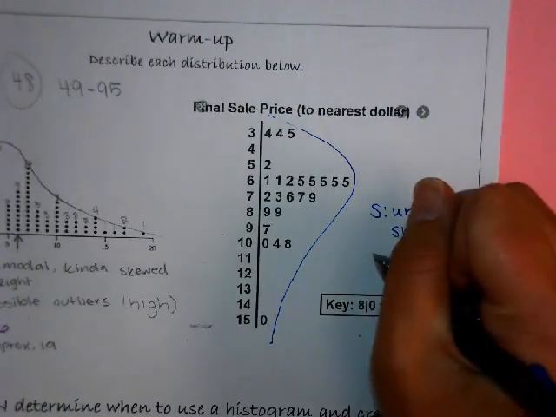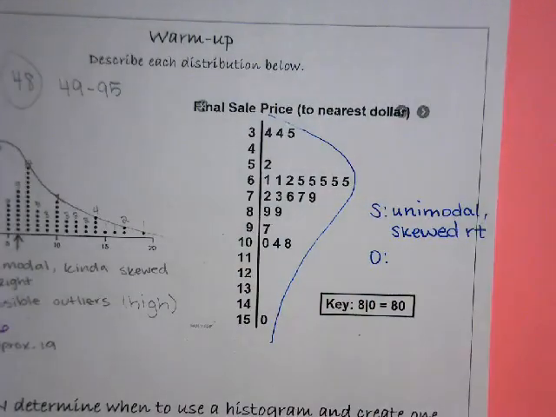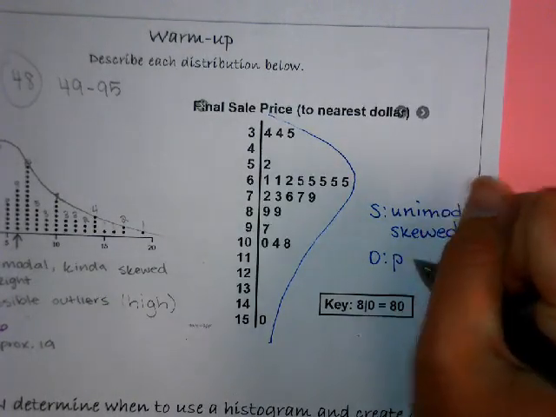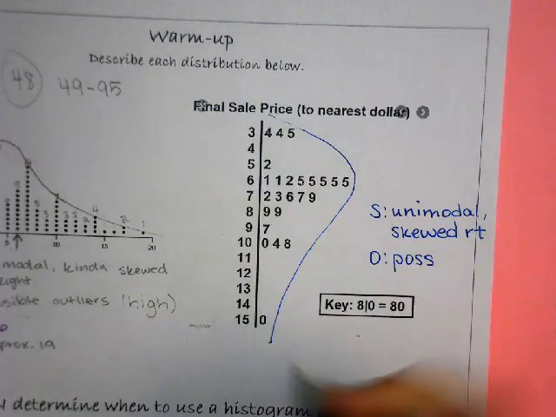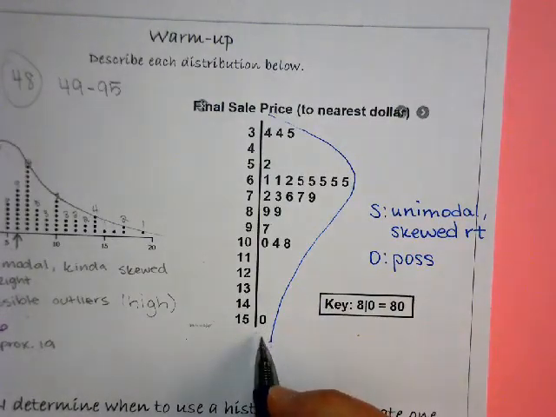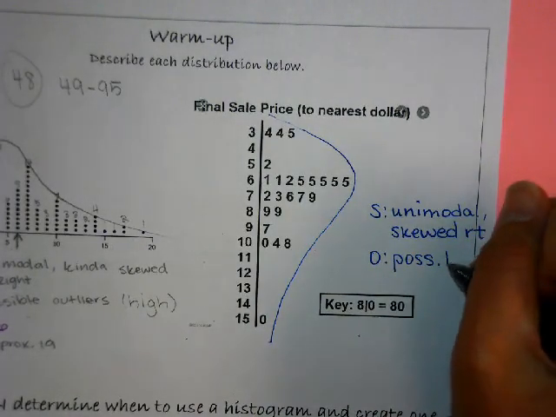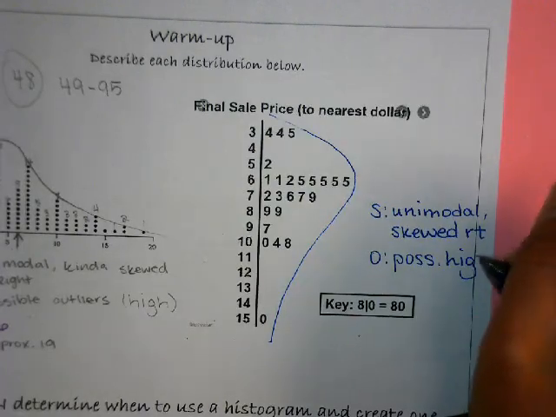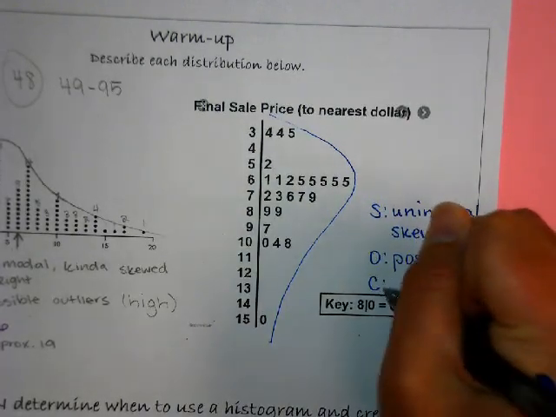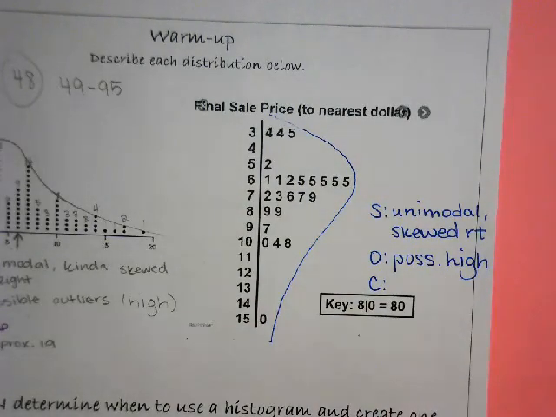Outliers. Possible high. Probably this one, because it's way off from everything else. We're going to come back to center, because most of you skipped that one.